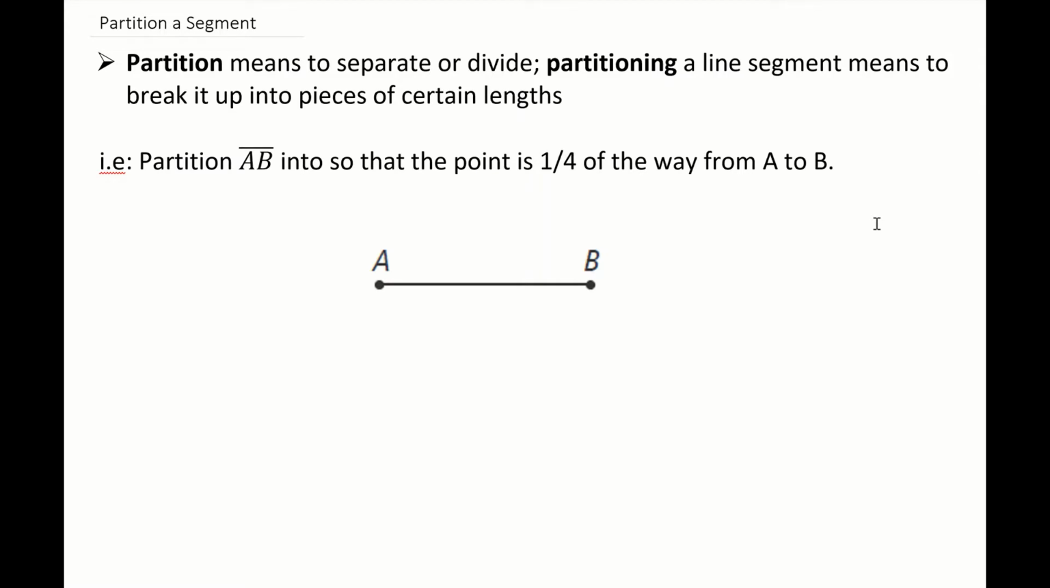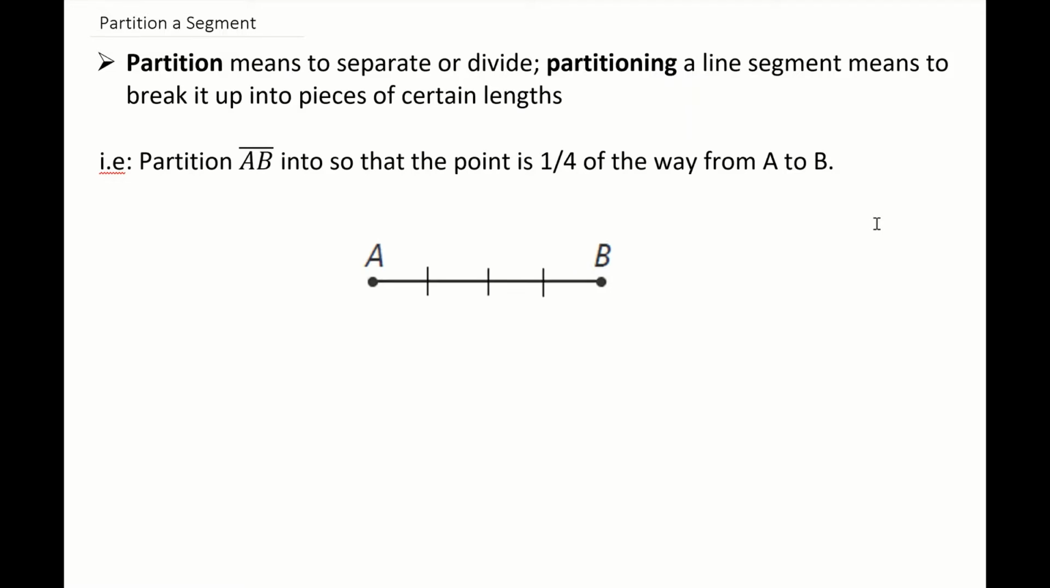So for example, let's say we have line segment AB given below, and we want to partition AB so that the point is 1/4 of the way from A to B. So basically we need to introduce a point in this line segment that cuts it into two pieces, so that that point is actually 1/4 away from A and 3/4 away from B, essentially.